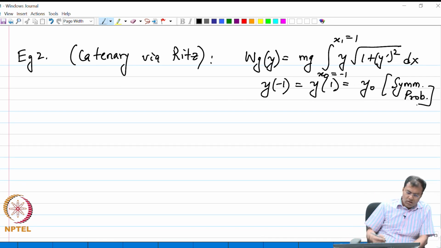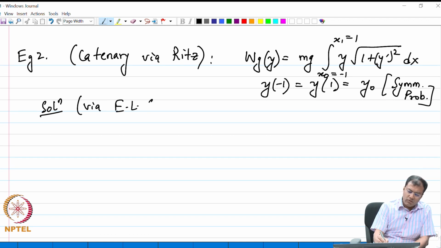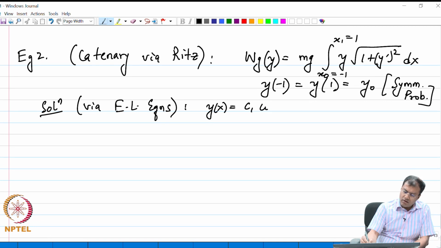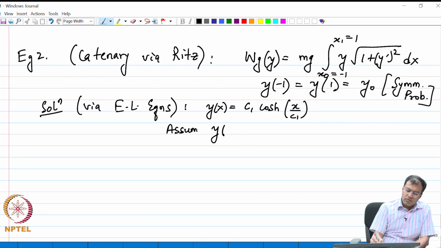Okay. So we all know over the course of the last few lectures that the solution to the catenary problem via the Euler-Lagrange equation is in the following form: y of x is equal to C1 cosh of x by C1. And let us assume further that our y0 is 2. So y of 1 and y of minus 1 is equal to 2.